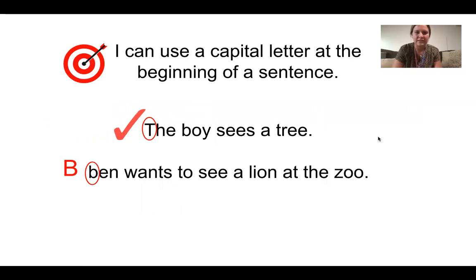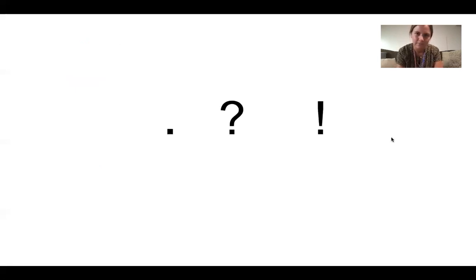Remember that in a sentence, we also need to always start with a capital letter at the beginning of the sentence. This learning target says, I can use a capital letter at the beginning of a sentence. Here you will see that the correct sentence has a check mark by it because it has a capital T at the beginning of the sentence. The sentence below that has a circled lowercase b. This is a non-example. This is incorrect.